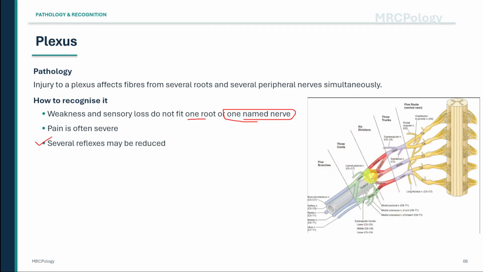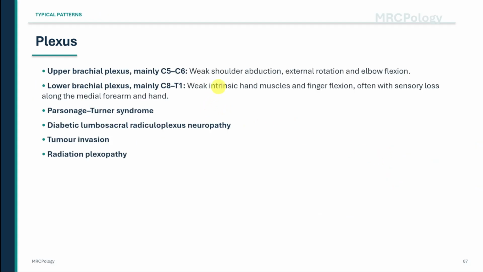In PACES, you could say, the motor and sensory abnormalities involve several peripheral nerve territories and cannot be explained by a single nerve root, suggesting a plexus lesion. An upper brachial plexus lesion, mainly involving C5 and C6 fibers, causes weakness of shoulder abduction, external rotation, and elbow flexion. This pattern may resemble an Erb-type distribution.